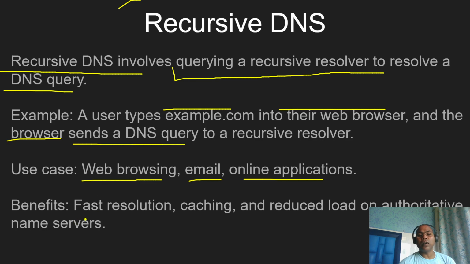Even though it is recursive, they give very fast resolution. They also support caching and reduce the load on your authoritative server. Instead of every time going to the authoritative server and asking, give me the IP address for the given host name, they provide the concept of a cache. If the same DNS query comes and the data is already cached, they return it, instead of calling again for every request to the root name server, the top level name server, and the authoritative name server.